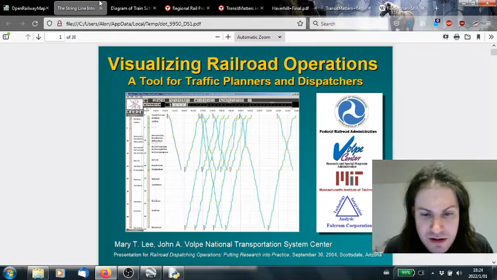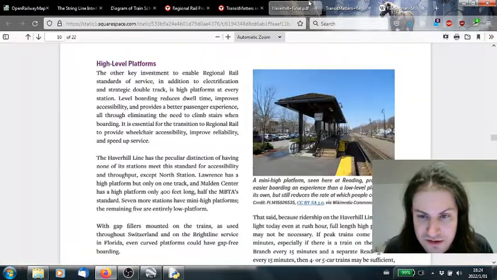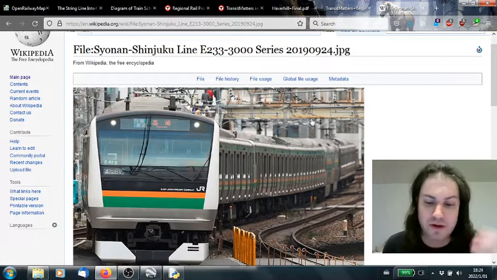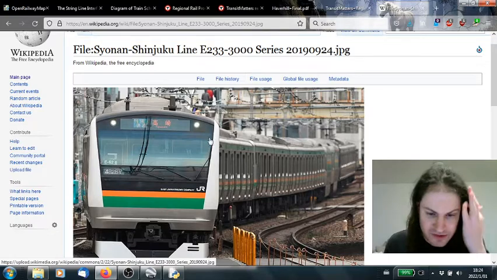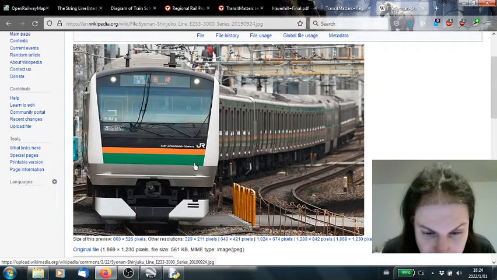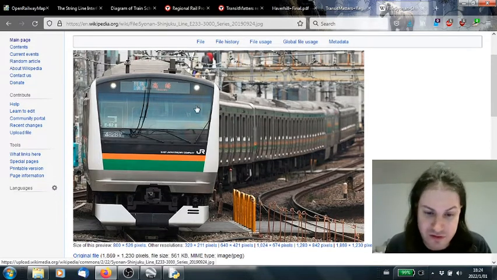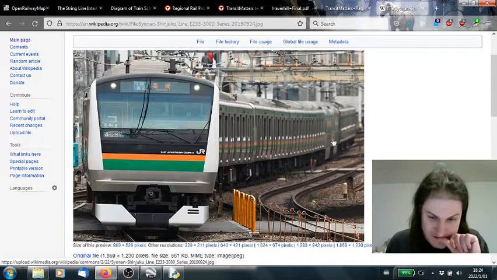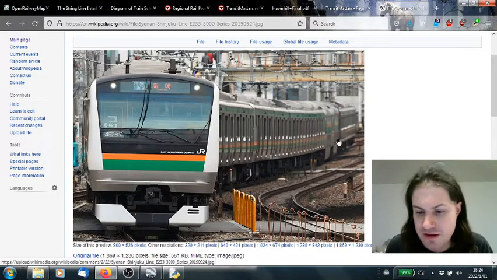So this is the line. Okay, here. So this is, I guess, the front of the train. You might notice that there's no locomotive there. Yes, the front of the train. You see the driver. There's no locomotive. Each car is its own thing.